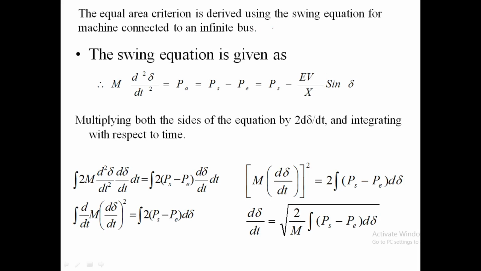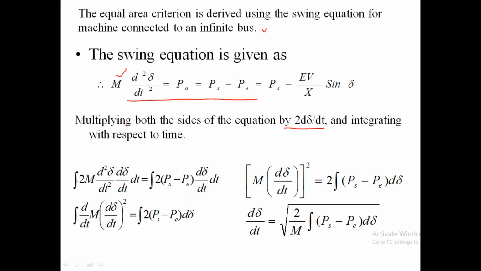Now, equal area criteria is derived using the swing equation for a machine connected to an infinite bus. The swing equation we know: M d²δ/dt² = Pa, the accelerating power, which is equal to Ps minus Pe, or Ps minus (EV/X) sin δ, where Pe is the electrical power output. Now, what we are doing is multiplying both sides of the equation by 2 dδ/dt and integrating with respect to time.